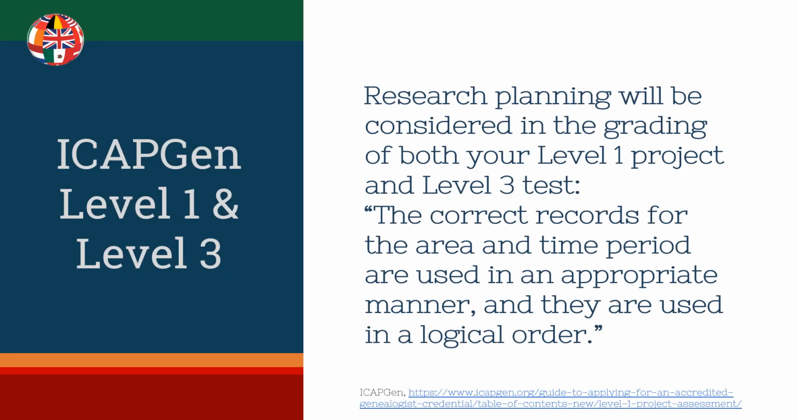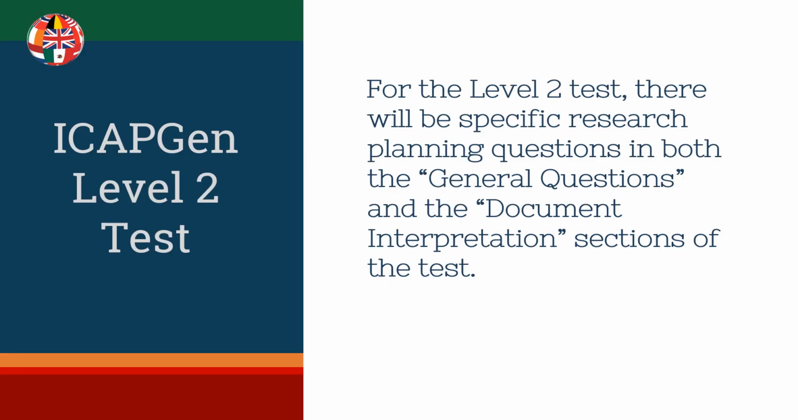If you are considering becoming accredited through ICAPGen, it is important to realize that research planning will be considered in the grading of both your Level 1 project and the Level 3 test. The Level 1 project rubric states that the correct records for the area and time period are used in an appropriate manner and they are used in a logical order. For the Level 2 ICAPGen test, there will be specific questions on research planning in both the General Questions section and the Document Interpretation section.